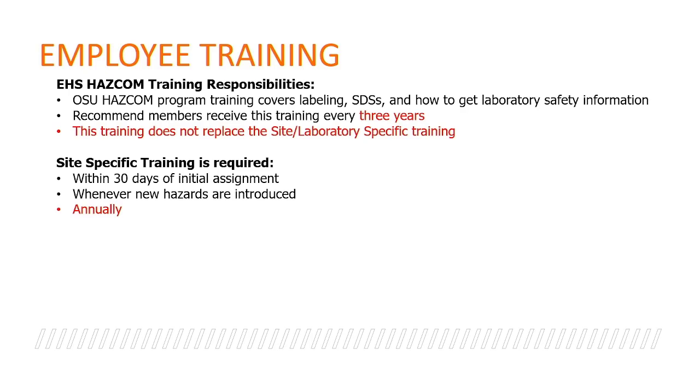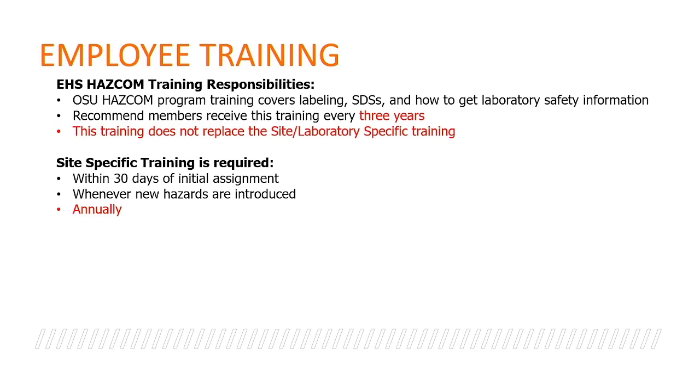The employee training, EHS HazCom training responsibilities. OSU HazCom program training covers labeling, the safety data sheets, and how to get laboratory safety information. We recommend members receive the training every 3 years. The training does not replace your site-specific, laboratory-specific training. You've got to make sure that each year you go back through and do your site-specific training in the laboratory that you do work in. The other thing, too, is if you have any changes within your laboratory, you need to make sure that you do cover it with the employees and make sure it is documented.